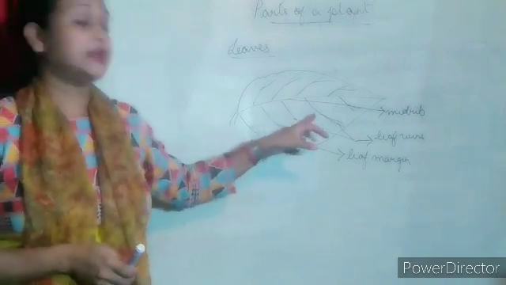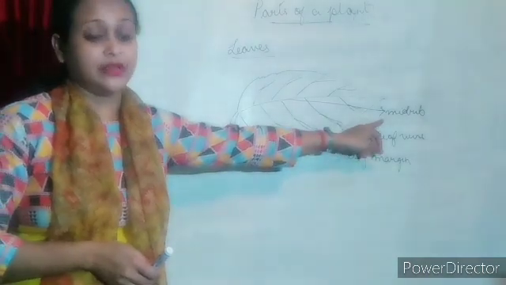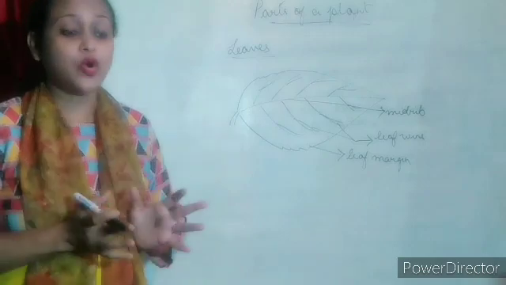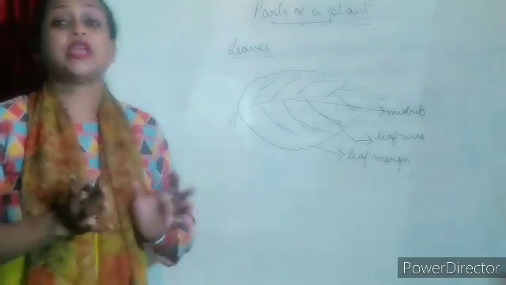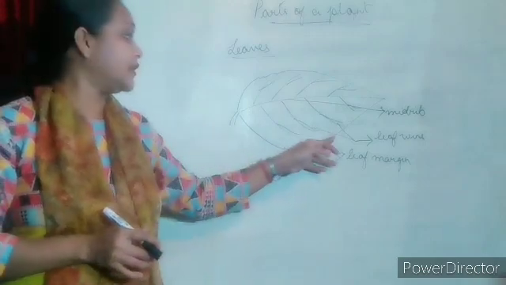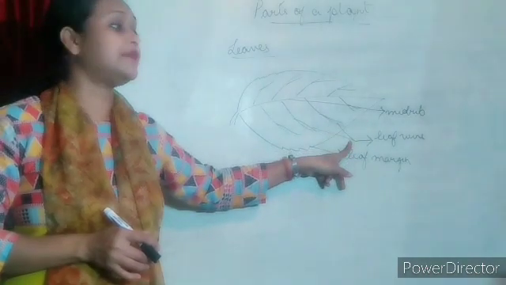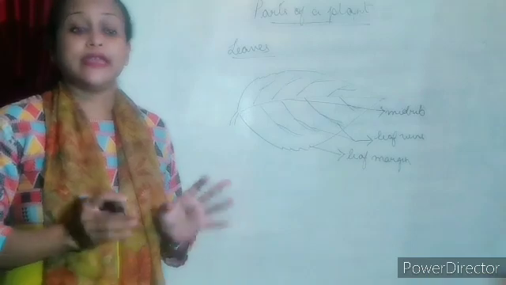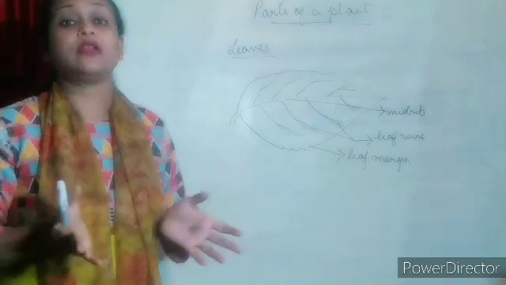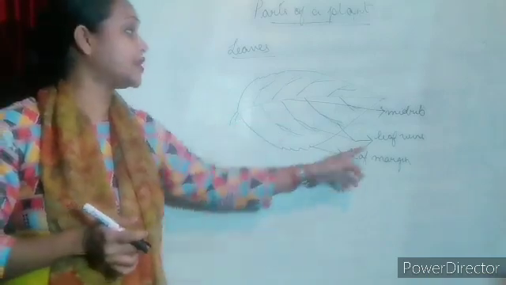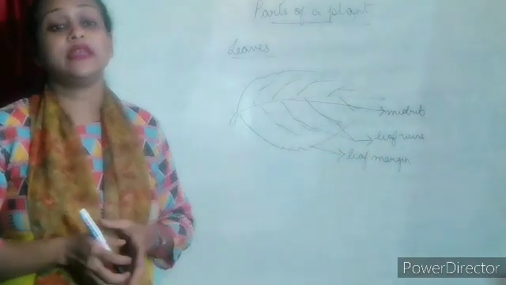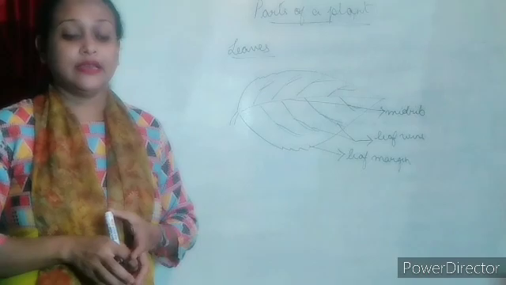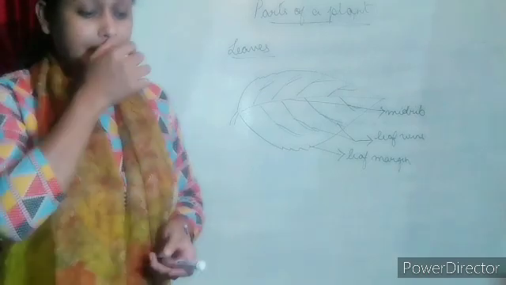Now the leaf veins and the midrib together provide support and shape to the leaf. If the midrib and the leaf veins are absent in the leaf, then the leaf will not get the support and it will not get its shape. So the main function of the leaf veins and the midrib is that they together provide support and shape to the leaf.